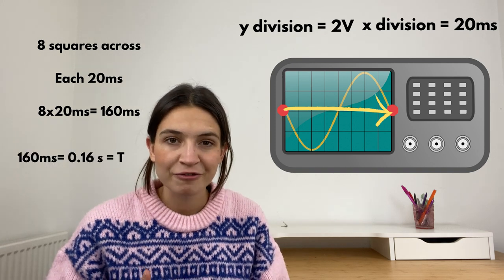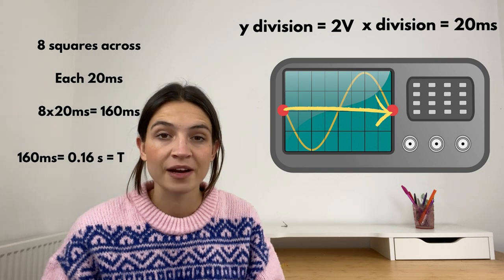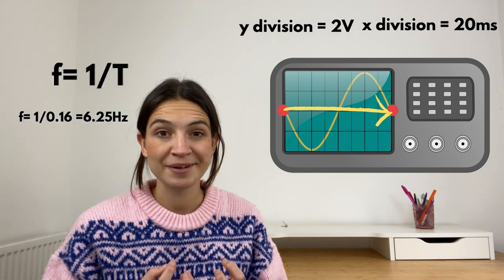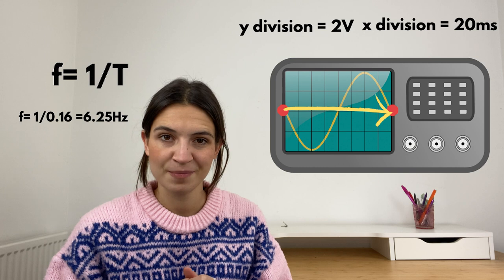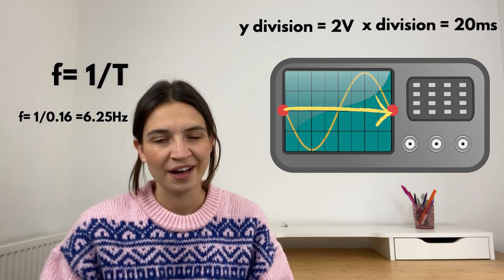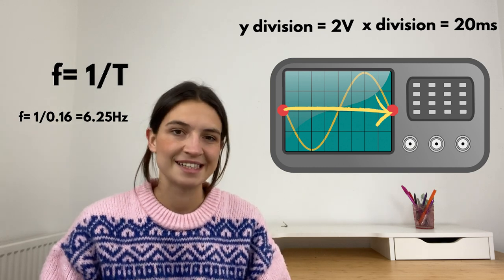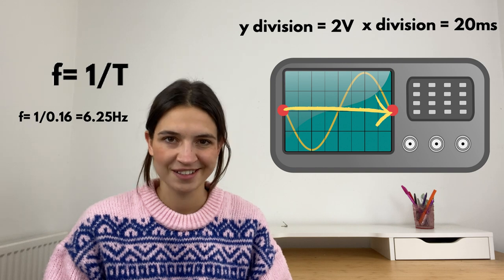Now I can find my frequency by using the formula that we looked at in waves. Frequency is 1 divided by time period. 1 divided by 0.16 is 6.25 Hertz.